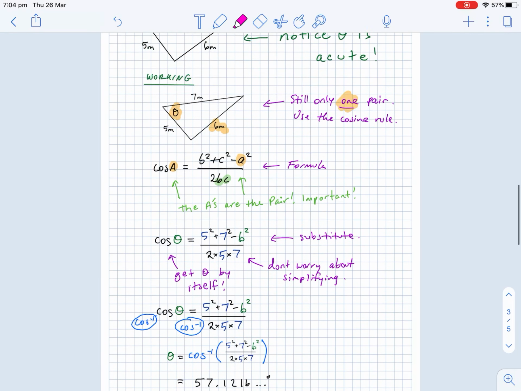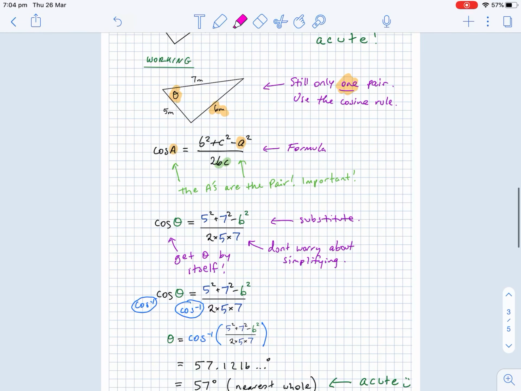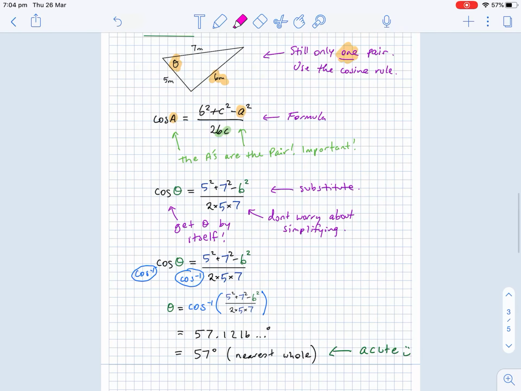So they're the nice basic sort of cosine rule questions. Good luck with the work.